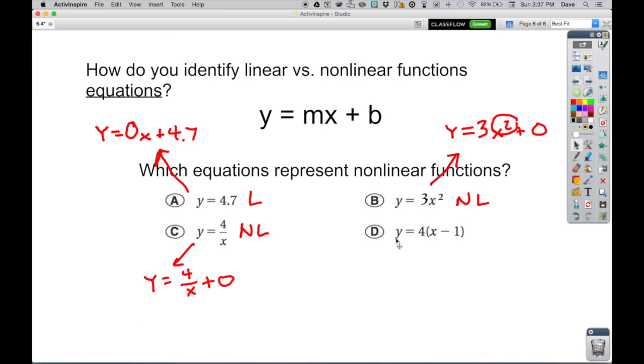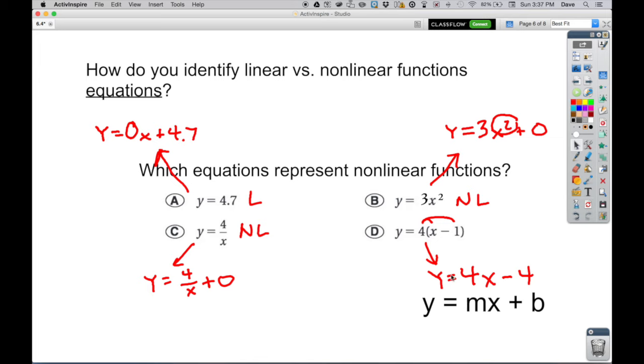All right, and then we've got d. D doesn't fit slope-intercept right now, but if I were to use the distributive property and clean it up a little bit, I would get y equals 4x minus 4, which does fit slope-intercept. The 4 is our slope, and the minus 4 is our y-intercept. All right, so in this particular case, it was 2 and 2. Two of these are linear, so a and d, but the ones I wanted were, which equations represent nonlinear functions?